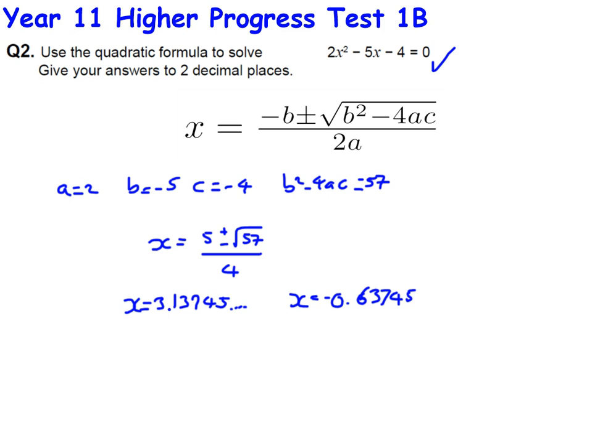Now we've not quite finished the question yet because it's asked us to get it to 2 decimal places. So looking at our answers, we can see that the first one will go to 3.14 to 2 decimal places, and the second one will round to negative 0.64. Thank you for listening.